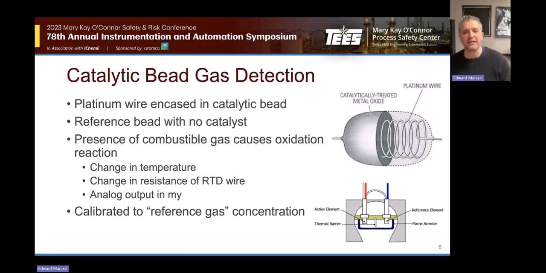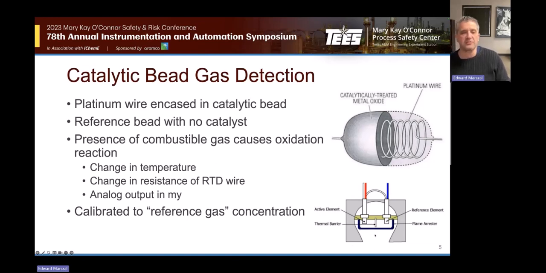So for our catalytic bead detectors, we're basically taking a platinum wire and encasing that in a catalytically treated metal oxide. There are going to be two beads in a detector. One is going to be the active element. One is going to be the reference element. In the picture on the bottom right-hand side, you see the active element and the reference element. What's going to happen is you bring gas in, and we're showing gas coming in from the bottom of the detector.